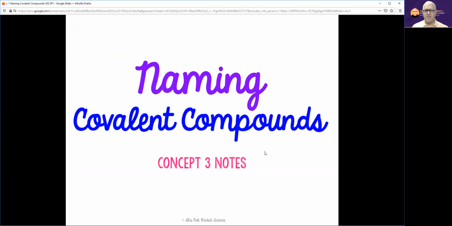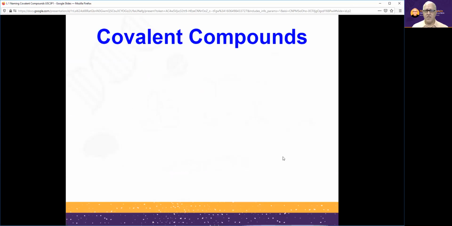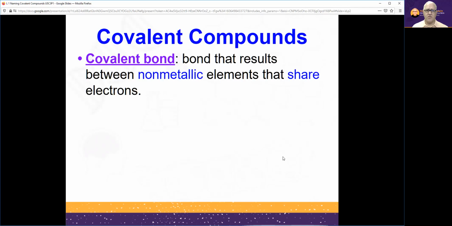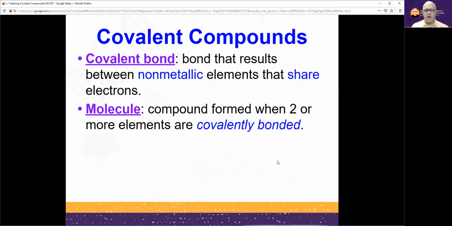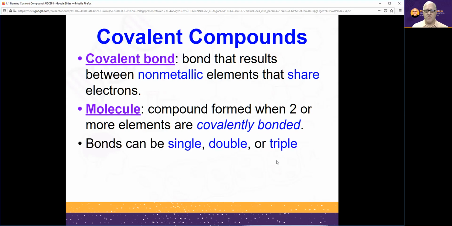So let's move now into naming these covalent compounds. So let's talk about covalent compounds first. A covalent bond is a bond that results between non-metallic elements that share electrons. They can't give them up to each other, so what they do is they come in and they share them. A molecule is a compound that's formed when 2 or more elements are covalently bonded. And we're going to look at some examples of those.